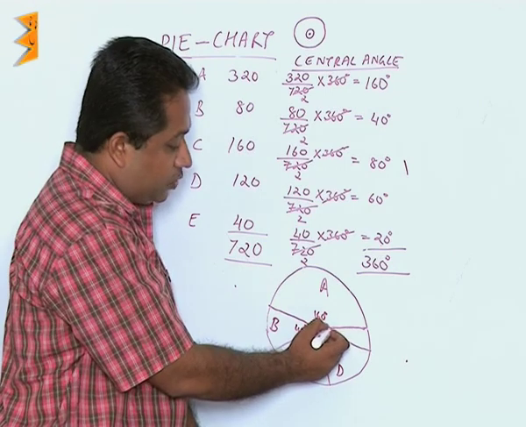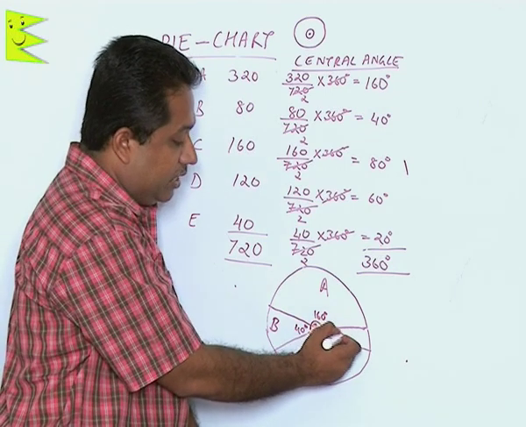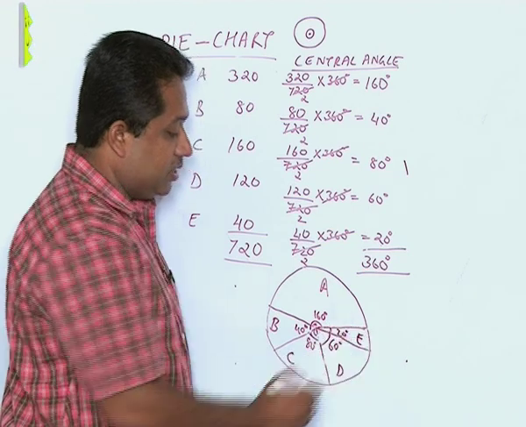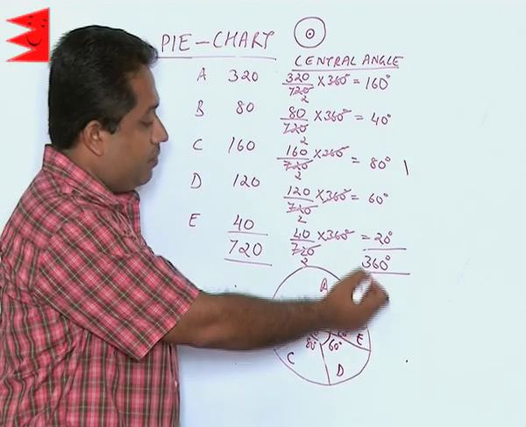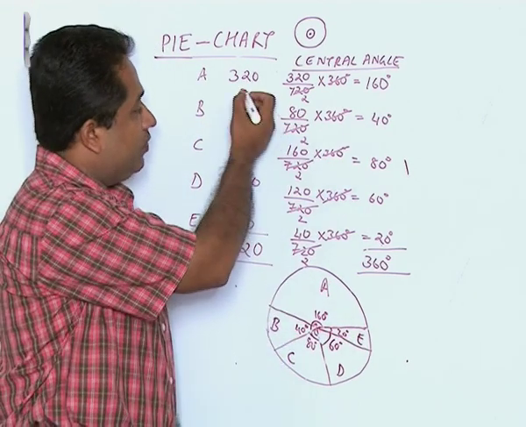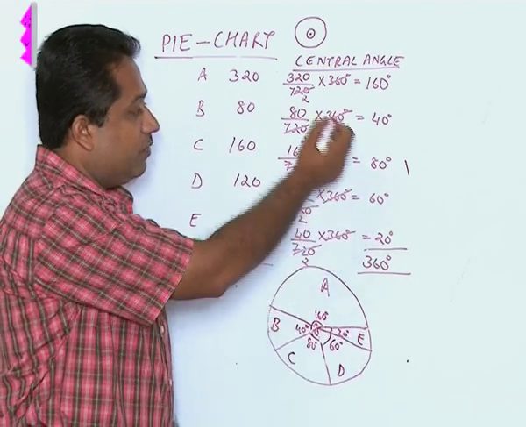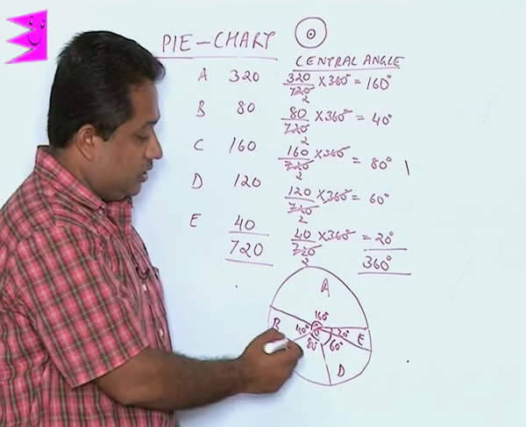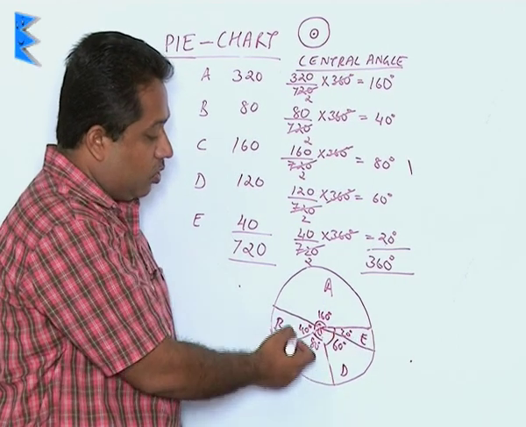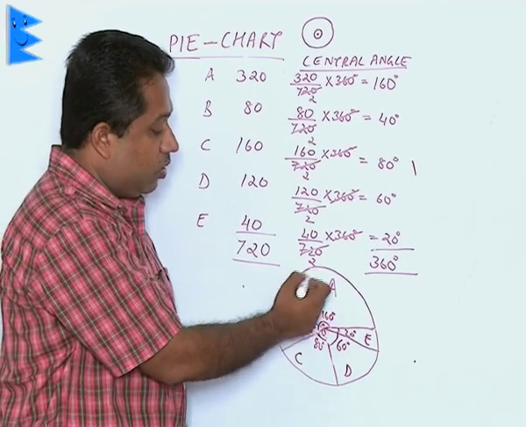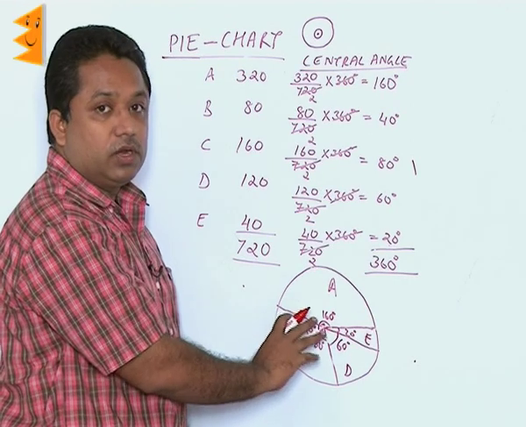And you are left with a small portion that automatically will be 20 degrees and that will be region E. So this will be our complete pie chart, satisfying all the 5 items A, B, C, D, E along with the central angles. So this is called a pie chart, where the total angles will be 360 and all the items are suitably represented on a circle.